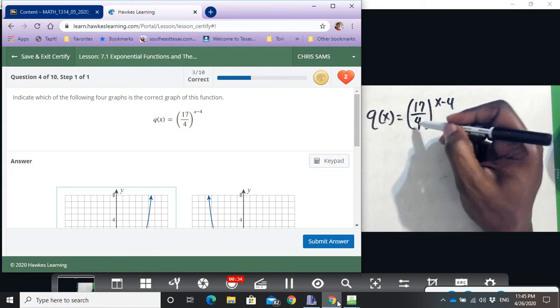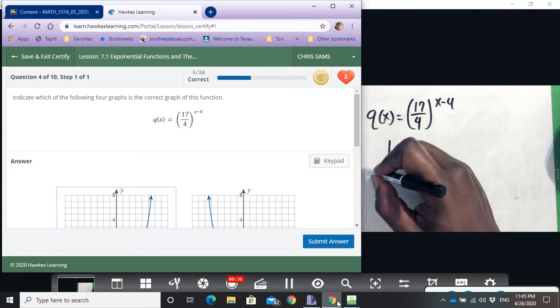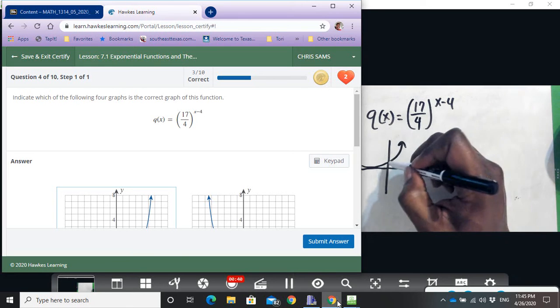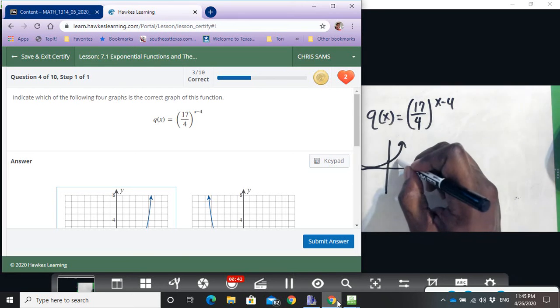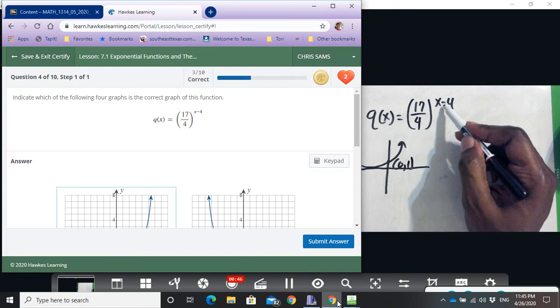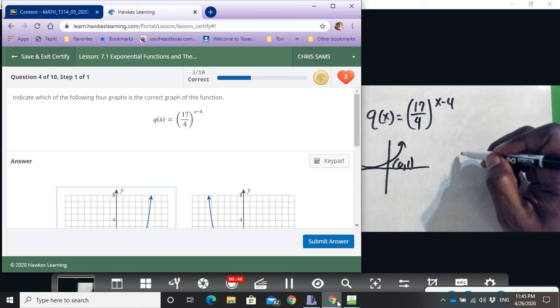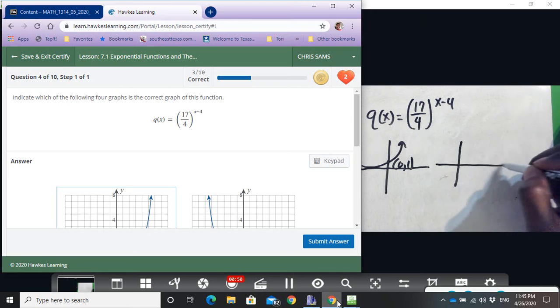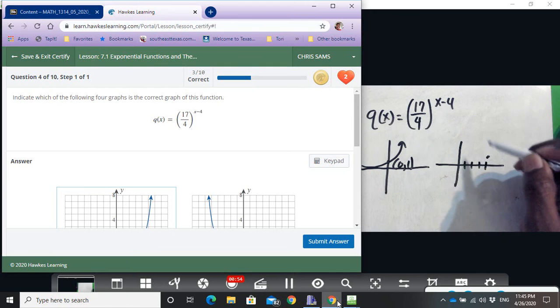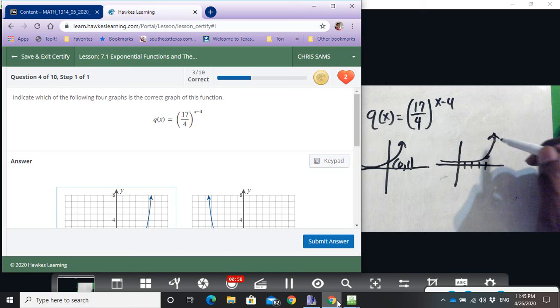So 17 over 4 is still bigger than 1, so we're exhibiting exponential growth. The standard equation would go through the point (0, 1). Because of the minus 4, we get shifted 4 units to the right. So 1, 2, 3, 4, and we would still go up 1. So the graph would be going through the point (4, 1).